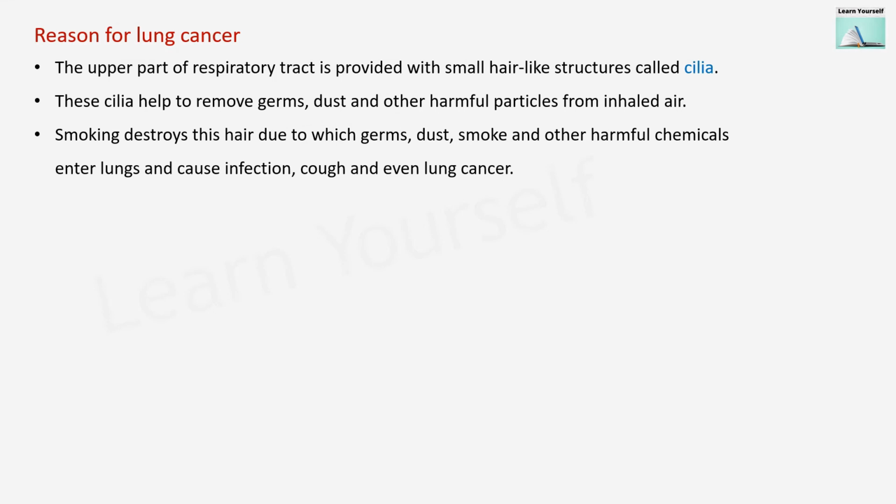Now, lungs are a very important part of the respiration process, and so is the reason for lung cancer. So let us learn the reason for lung cancer. The upper part of the respiratory tract is provided with small hair-like structures called cilia. If these are the lungs, then on top of the surface of the lung there will be small hair-like cilia. These cilia help to remove the germs, dust and other harmful particles which we inhale along with the air.